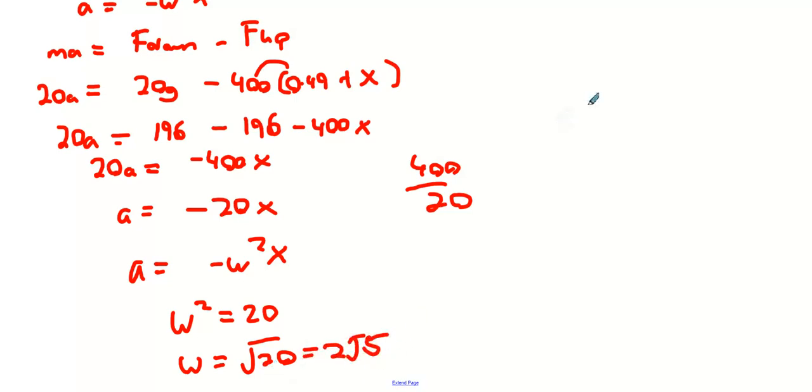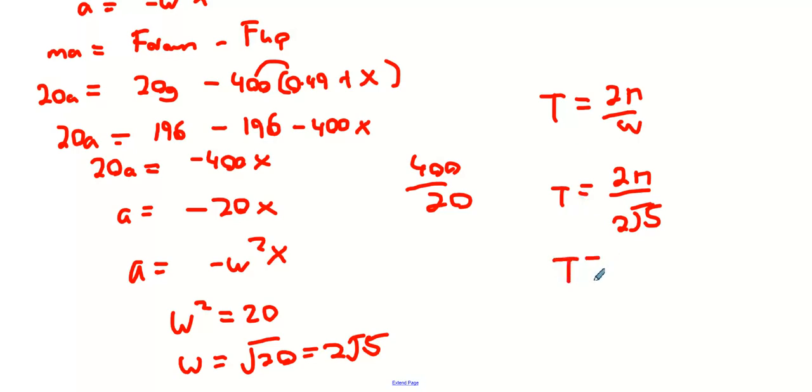Now we're looking for the periodic time. T equals 2 pi over omega, so T equals 2 pi over 2 root 5. The periodic time will be pi over root 5 seconds, or 1.4 seconds. Okay guys, that's pretty much done. That's a pretty easy one in the end. That was 2013 6A.